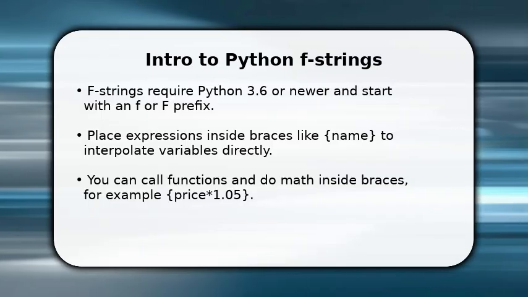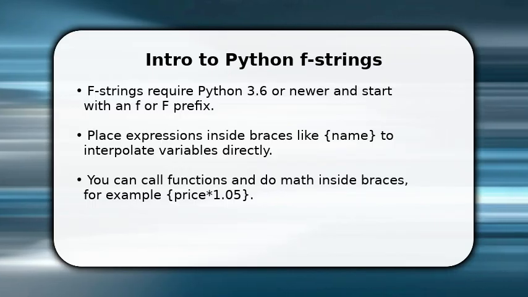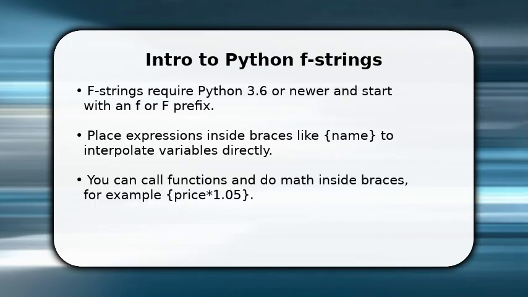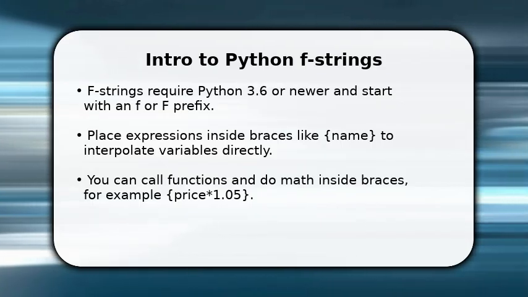F-strings require Python 3.6 or newer, and start with an f or F prefix. Write f before a string literal and open a brace to insert a value. Place variable names like name or expressions like age + 1 inside braces for direct interpolation. You can call functions like len, items, or evaluate math like price * 1.